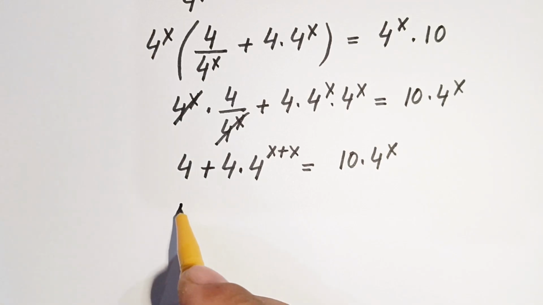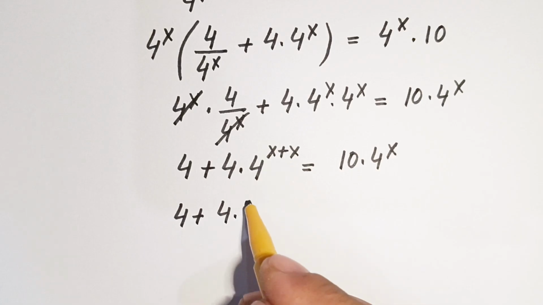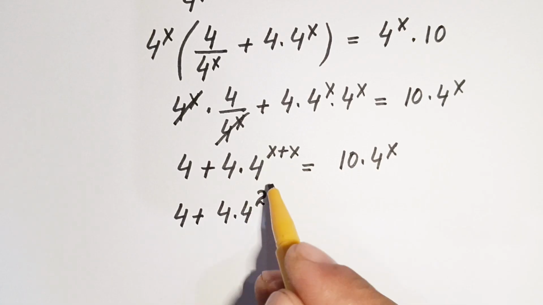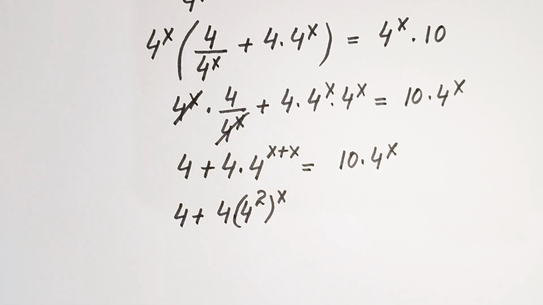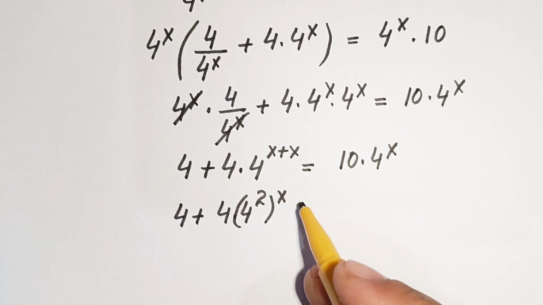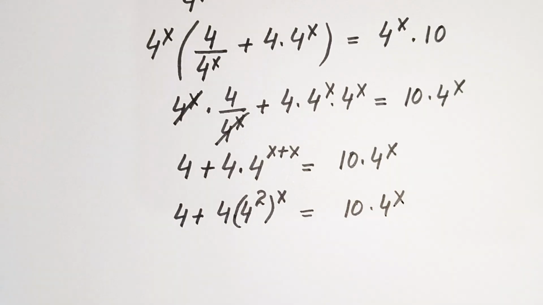Now by simplification we get 4 plus 4 times 4 to the power x plus x, which is 4 to the power 2x. We can write it like this, or we can write 4 to the power x whole squared. It doesn't matter if we just write this one, then 10 times 4 to the power x.